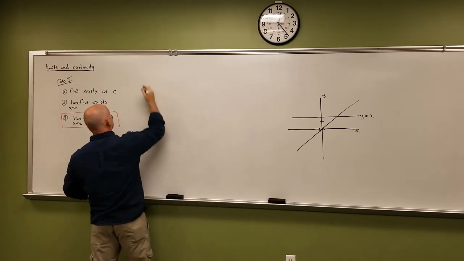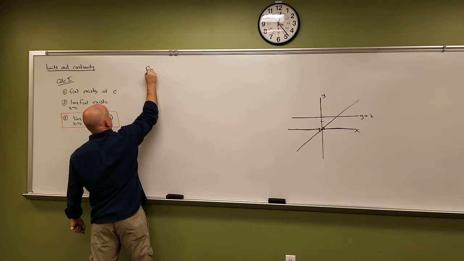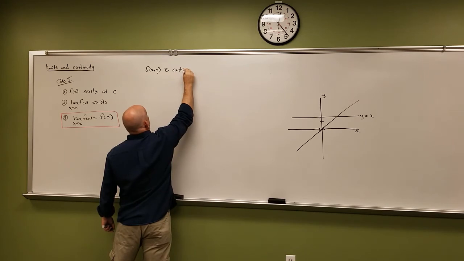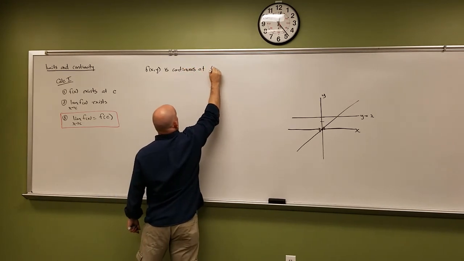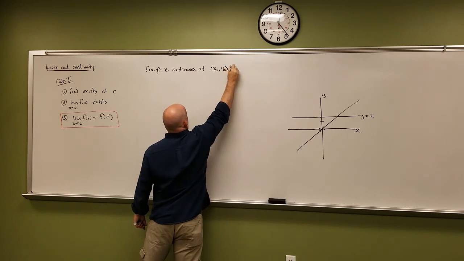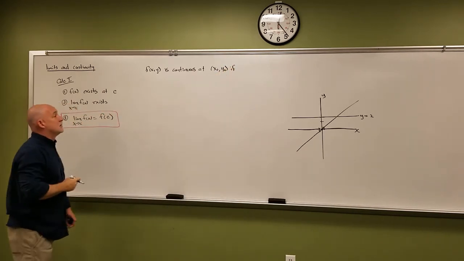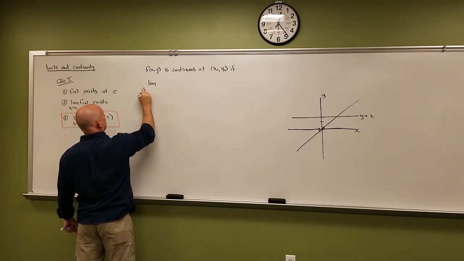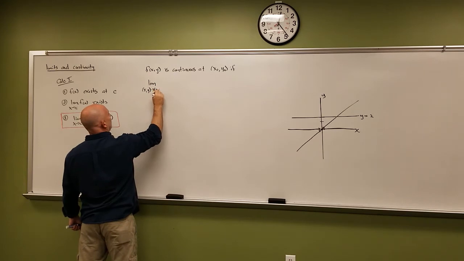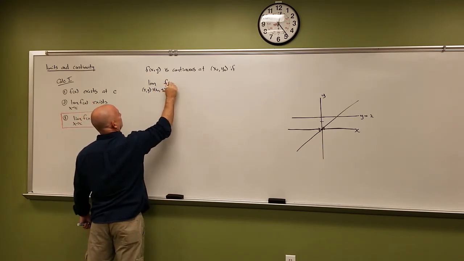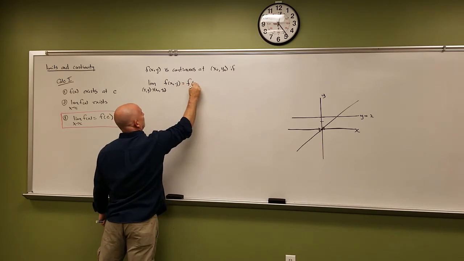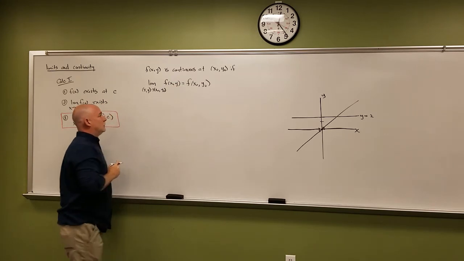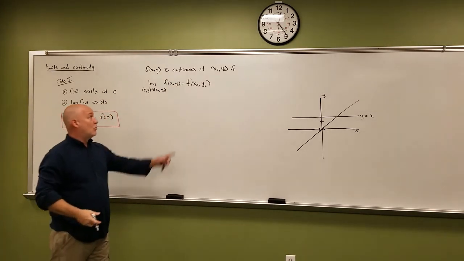So for continuity, okay, a function is continuous at a point if the limit of the function as it approaches that point, x naught, y naught, is the function f of x naught, y naught. Right, same idea. So that means that it's continuous at a point.